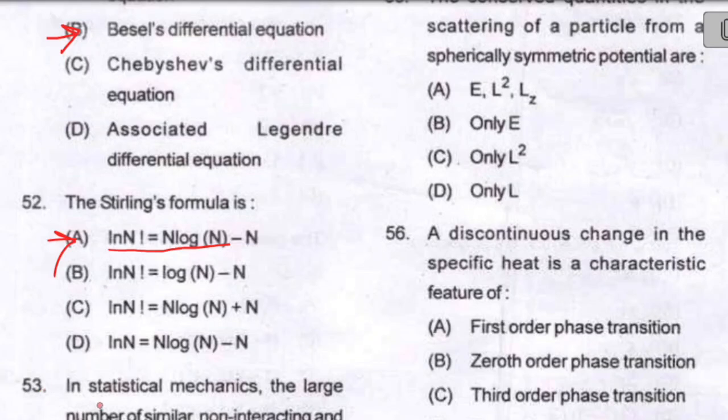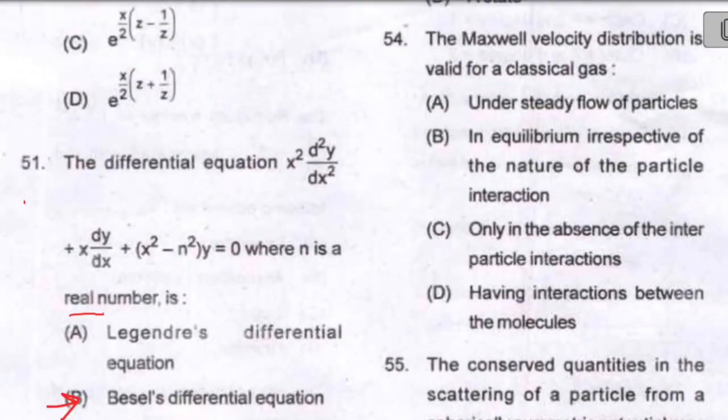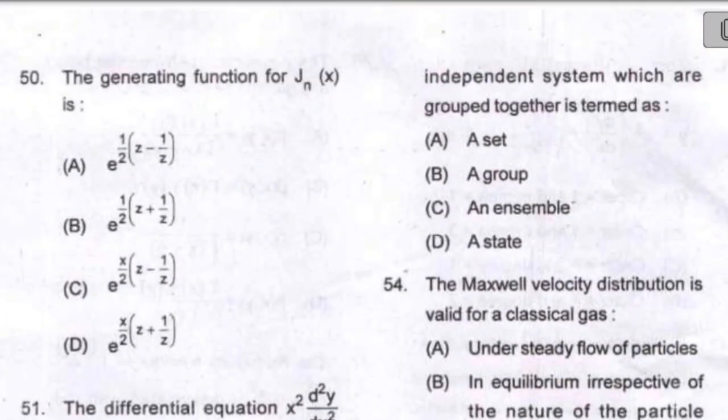Next, 53. In statistical mechanics, a large number of similar non-interacting and independent systems which are grouped together is termed as an ensemble. Okay, so your correct option is option C.